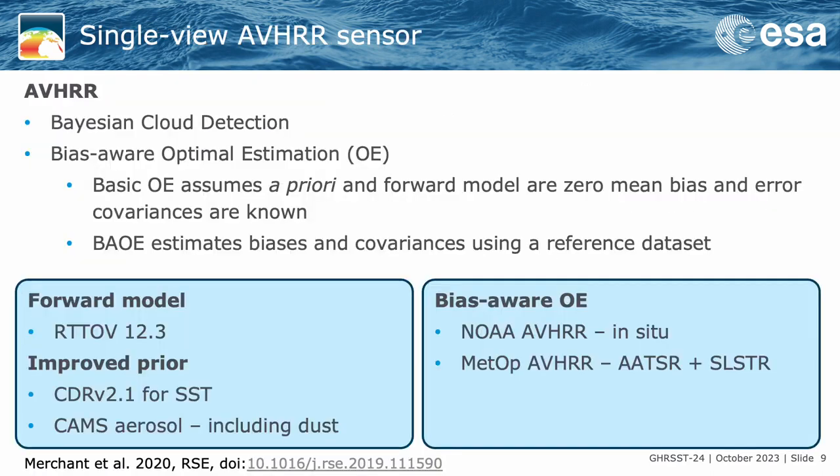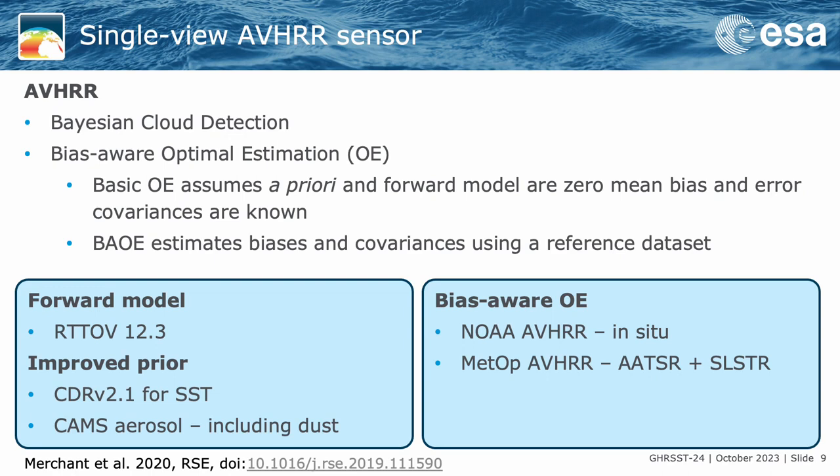With the single-view AVHRR sensors, we use Bayesian cloud detection combined with a bias-aware optimal estimation retrieval. Basic OE will only give an optimal result if the prior, forward model and measurements are all zero mean bias with well-known error covariance matrices. In practice, this is not the case, so we use bias-aware OE as described in Merchant et al. 2020.